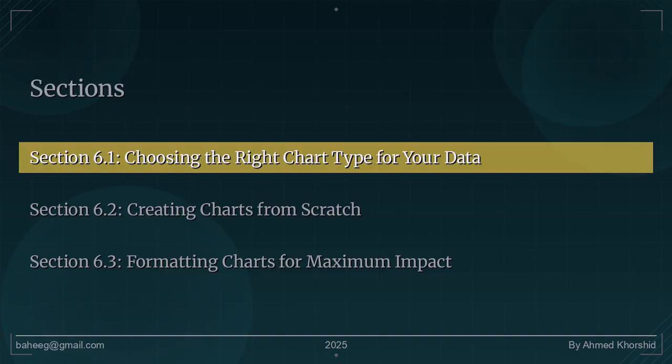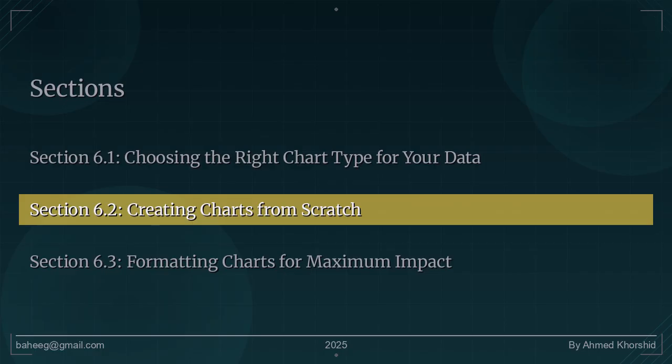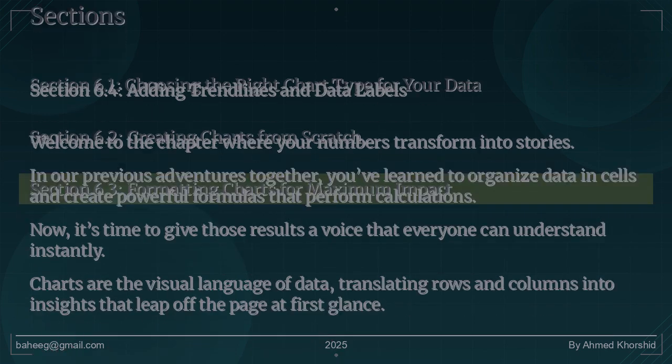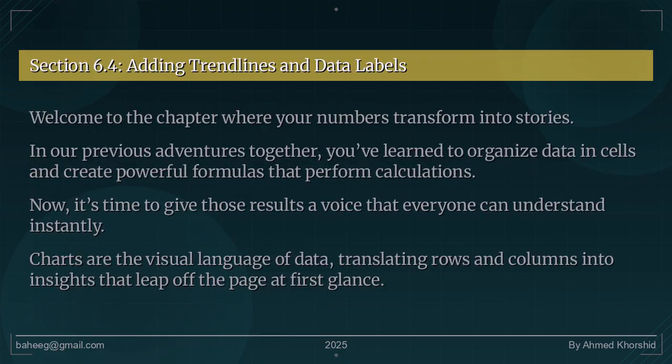Sections. Section 6.1: Choosing the right chart type for your data. Section 6.2: Creating charts from scratch. Section 6.3: Formatting charts for maximum impact. Section 6.4: Adding trend lines and data labels.